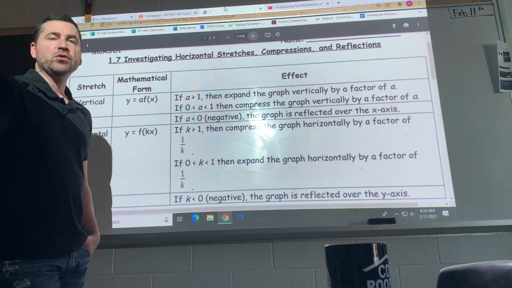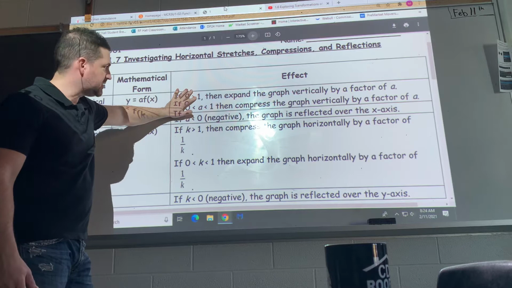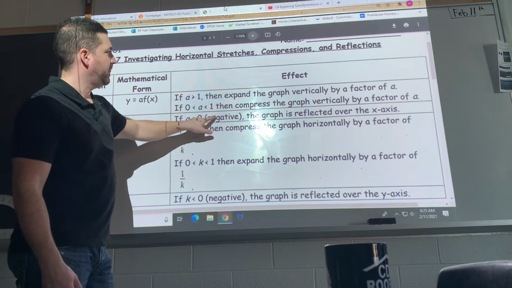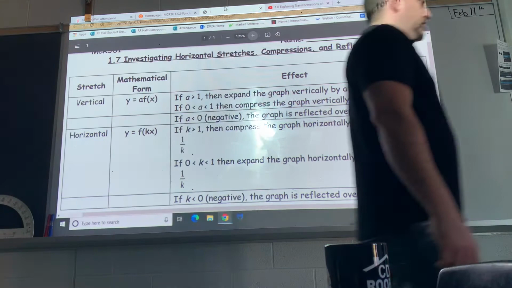Okay, so we have this, which we did yesterday. If A is greater than 1, it's vertically stretched or it expands. If A is between 0 and 1, then it is a compression. Likewise, if it's negative, then the graph is reflected over the x-axis. That's what we did yesterday, and you learned that in grade 10 as well. So now we're doing the K value.